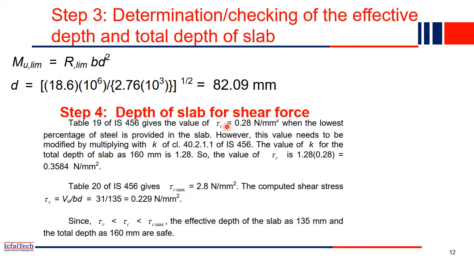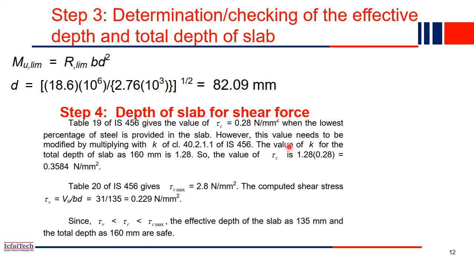Now we have to compute how much shear stress is coming onto our slab. If the shear stress is less than this value, then the slab is safe. But if the shear stress is more than this tau c value, then you have to increase the depth and redesign the section. So let's find out how much shear stress is applied on our slab.